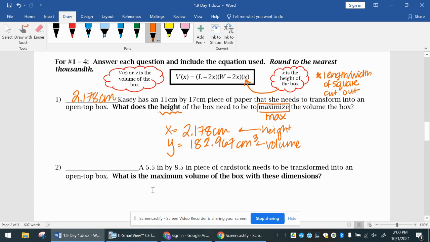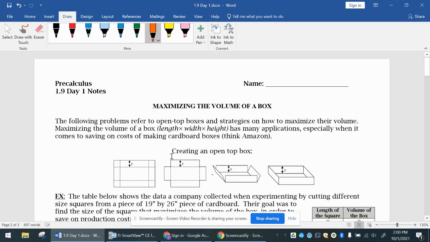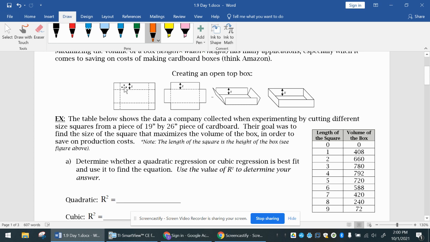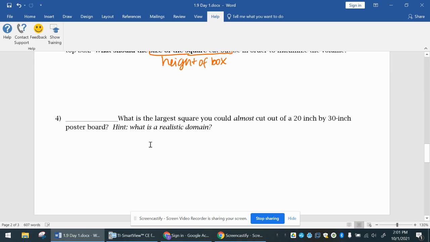Number 2 can be done in exactly the same way. Number 3 is asking what is the size of the square cutout. That is exactly the same question as what is the height of the box. Think about it: the height of the box matches the cutout of the little squares that we're cutting. The height of the box is x, and so is the length of the square you're cutting out. Realistic domain, remember, is half of the shorter side. So x has to be less than half of the shorter side.